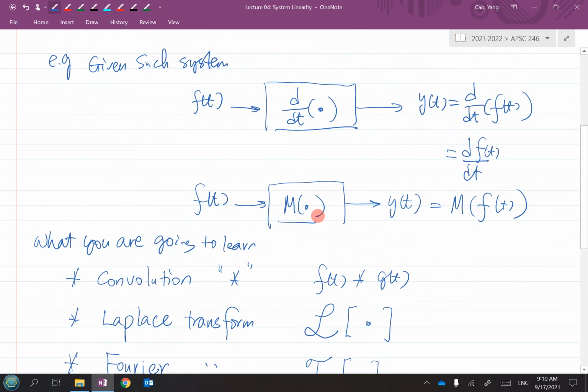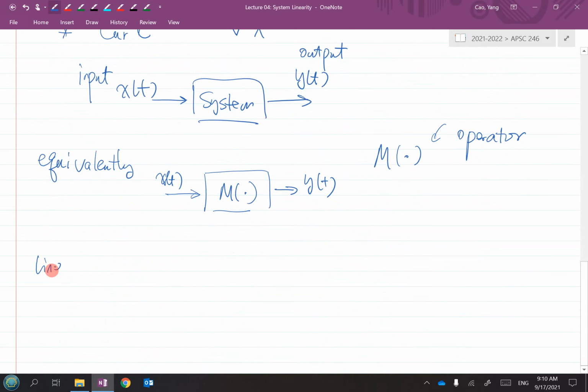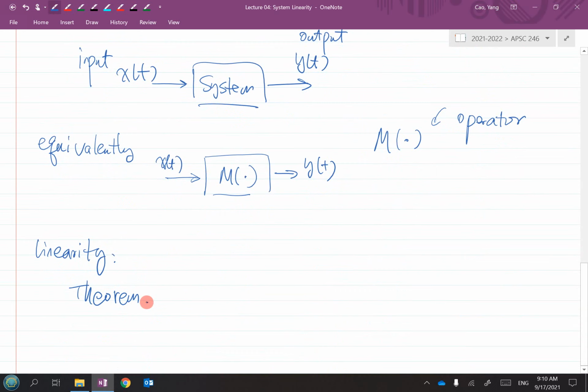So now let's go to exactly what we're going to cover today, linearity. How do we categorize a system, whether it's linear or nonlinear? So here is first the theorem or definition. I'm going to present it to you. This is the whole picture right here. Then we'll get into detail how we can make use of this.